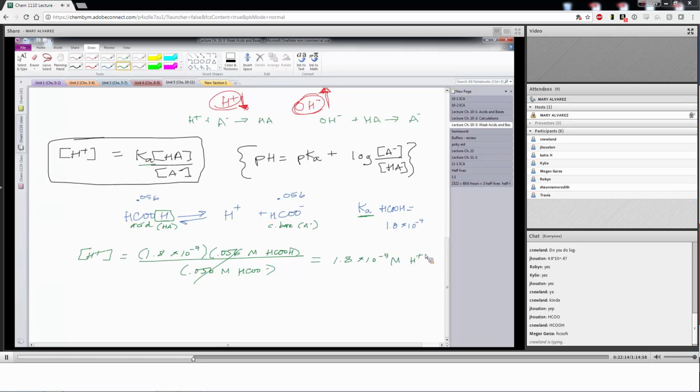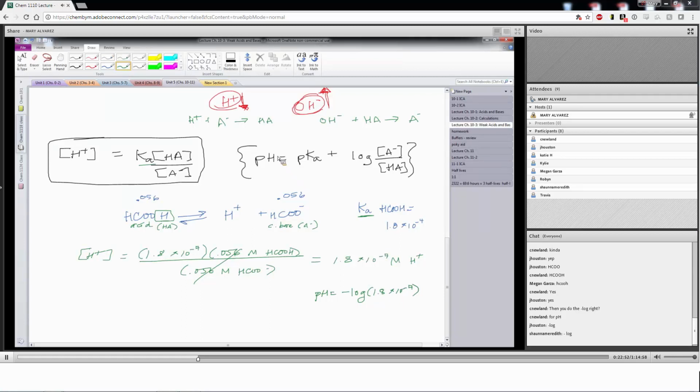Did everybody follow me there in plugging in these numbers to the equilibrium equation to calculate the H plus concentration? Okay. Now, if I wanted to know the pH, what would I do next? Take the minus log. Perfect. Just plug it on in. 1.8 times 10 to the minus fourth.